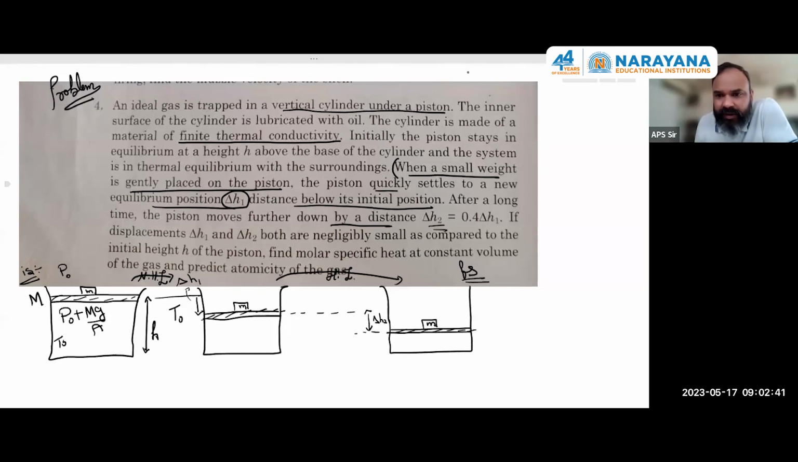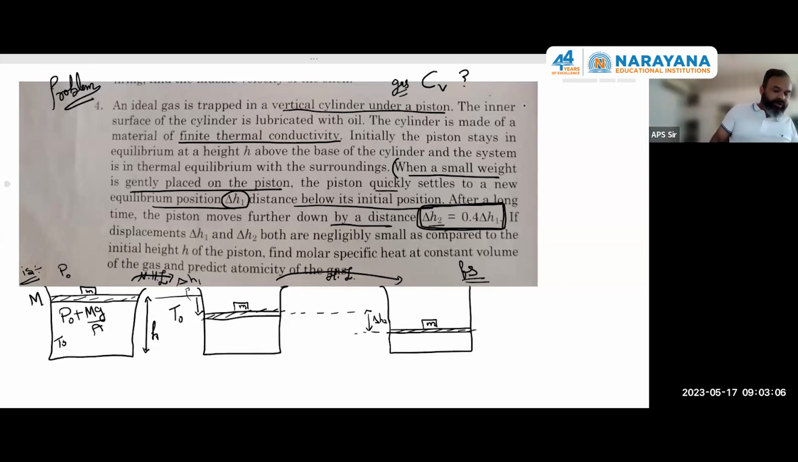The question is, if delta H2 was equal to 0.1 delta H1, we need to find out the molar specific heat at constant volume of the gas. And we need to predict the atomicity of the gas. That we will take care of. So can we find out the CV of the gas? That was the question, given these relations.